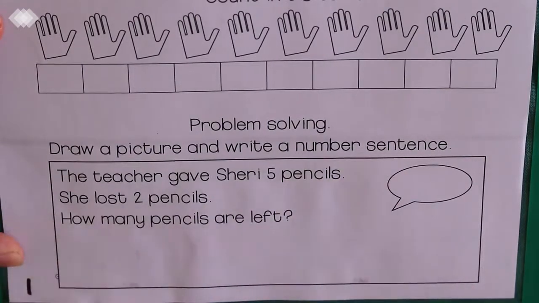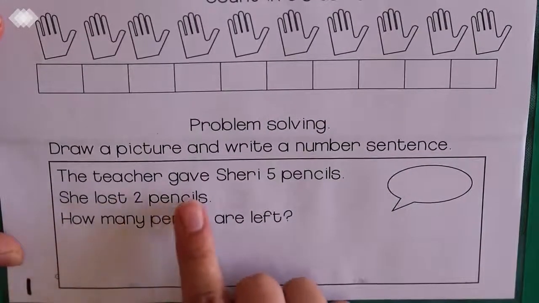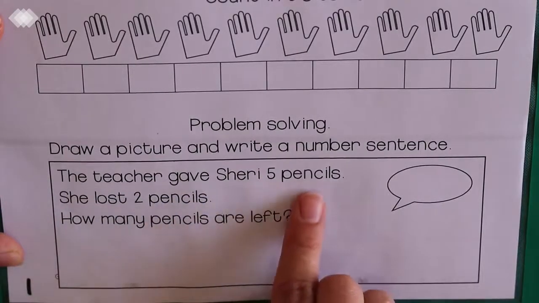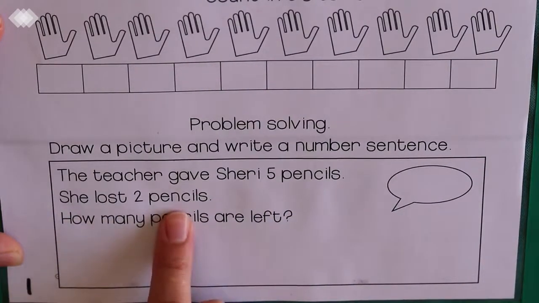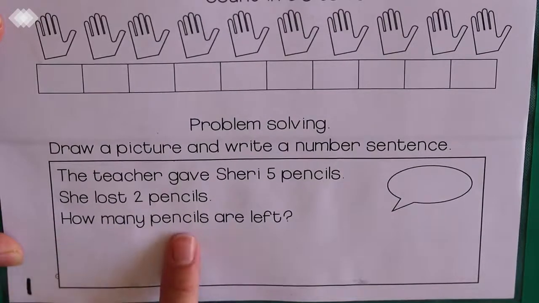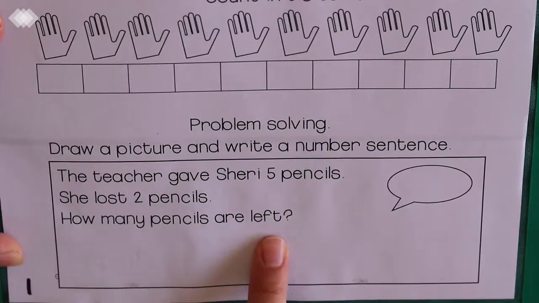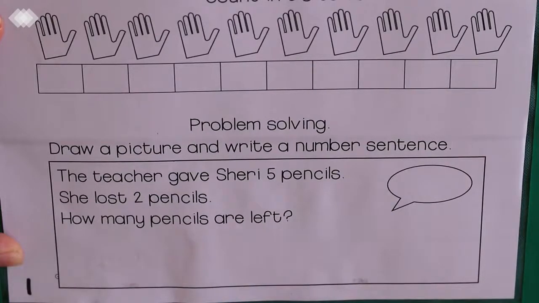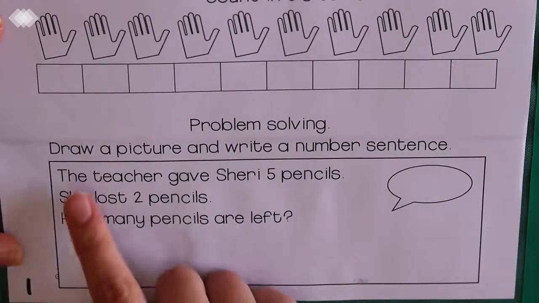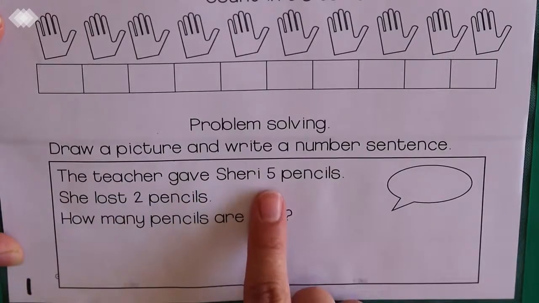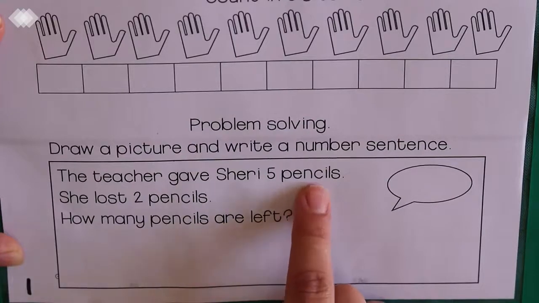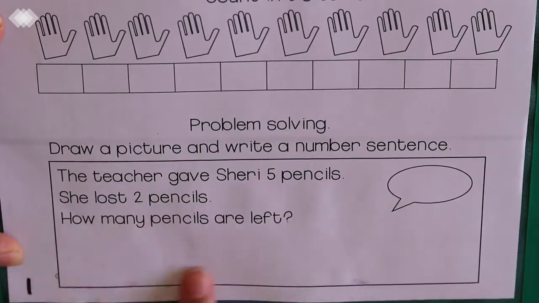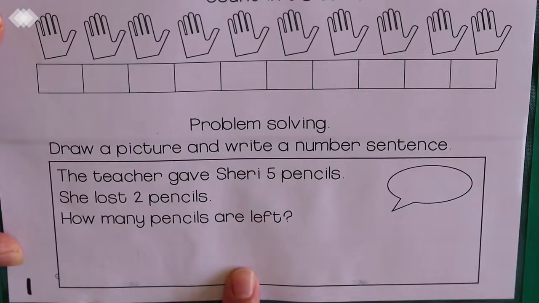Okay, let's go on. The teacher gave Sherry 5 pencils. Okay. Then she lost 2 pencils. How many pencils are left? Okay. So we start at the top so that we know what we need to draw. The teacher gave Sherry 5 pencils. What are you going to draw? Yes, 5 pencils. So here at the bottom, you draw your 5 pencils.